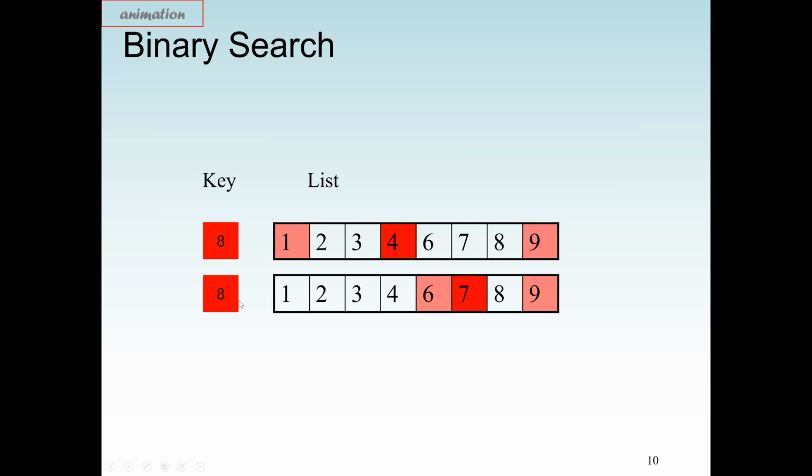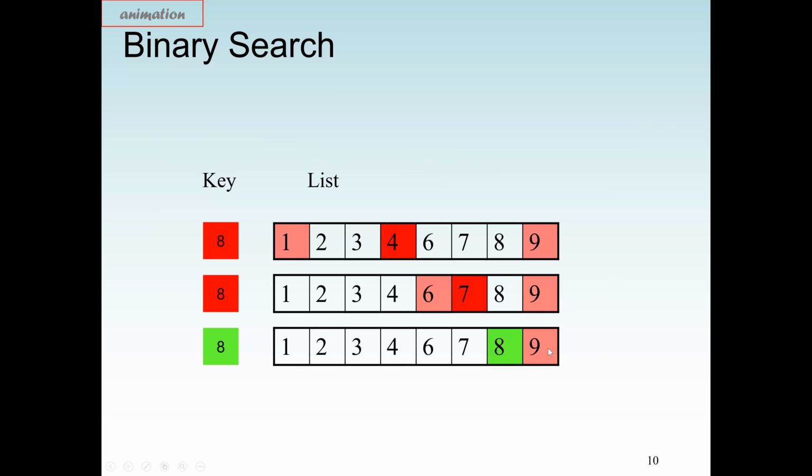So we compare 7 with 8. Oh, still 8 is greater. So we have to go to the upper side. So now it's left with only 8, 9. We have 8, 9, two items. We still have to get the middle value. So the middle value by random is 8. So we compare 8 with 8. Okay, we got the location, we return it.